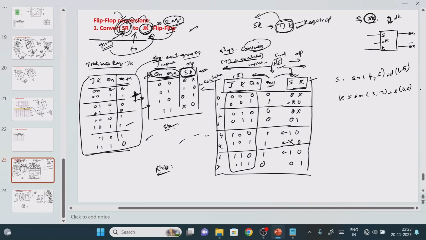Once it is done, we need to have the 2 K-maps. One is for S, another one is for R, right? Which variable K-map? 3-variable. Why 3-variable K-map? Because we have the 3 input values. One is for S, another one is for R.